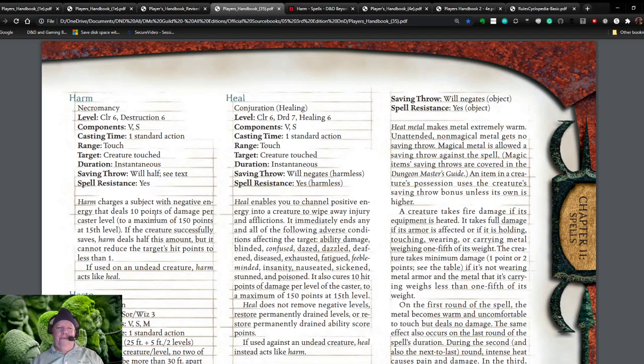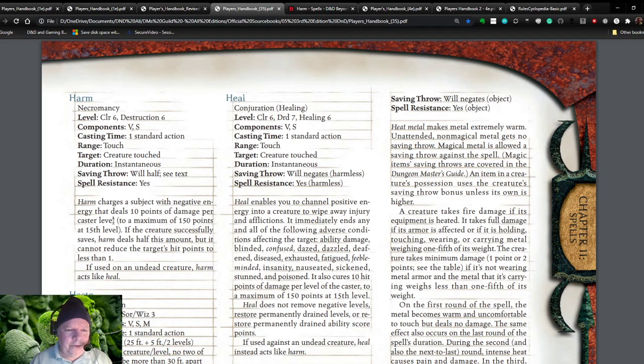And maximum of 150 hit points, but you can't reduce the target's total to less than 1. Now, this is worded a little bit odd. I mean, this is worded almost as poorly as the Second Amendment in terms of the amount of confusion that it can cause.